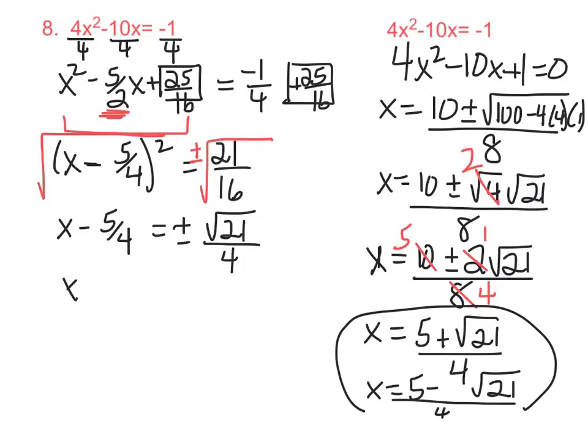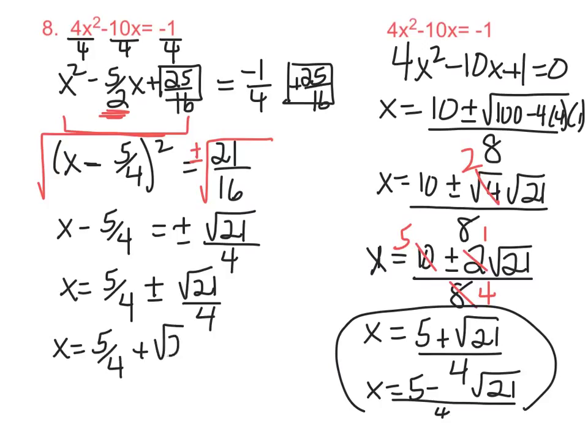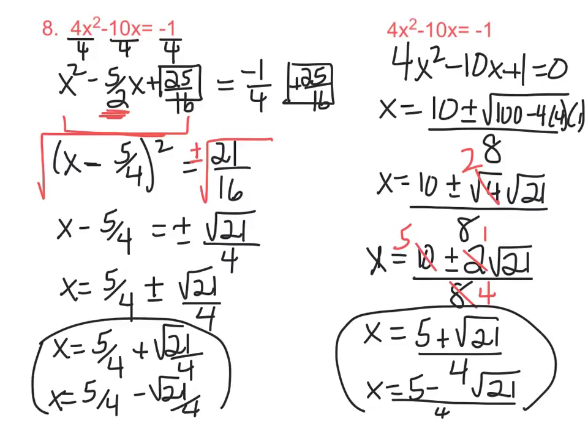So then I get x equals 5/4, because I'm going to bring that 5/4 over to the right-hand side, and when I do that, I change the sign, plus or minus the square root of 21 over 4. And lastly, I'm just going to break that up. So I have 5/4 plus radical 21 over 4. And once again, I'm going to squeeze this last one in here, and I have 5/4 minus the square root of 21 over 4. And those are your two solutions, and you see that they match what we have over here.